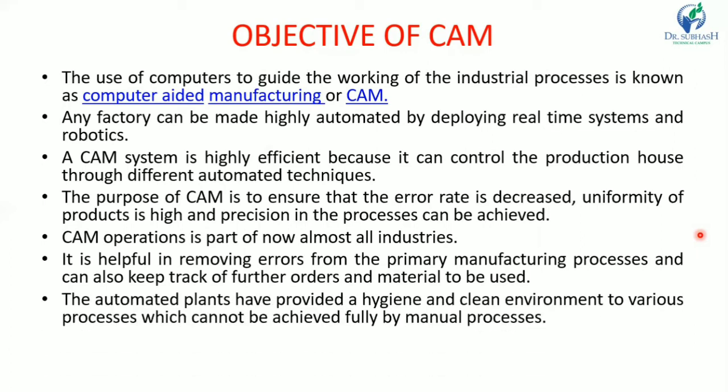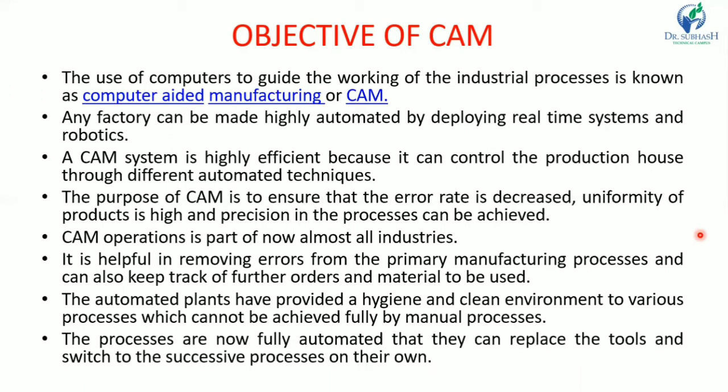The automated plants have provided a hygiene and a clean environment to various processes which cannot be achieved fully by manual processes. The processes are now fully automated and can replace the tools and switch to successive processes on their own. So the use of computers to guide the working of the industrial processes is known as CAM. Any factory can be made highly automated by deploying real-time systems and robotics.